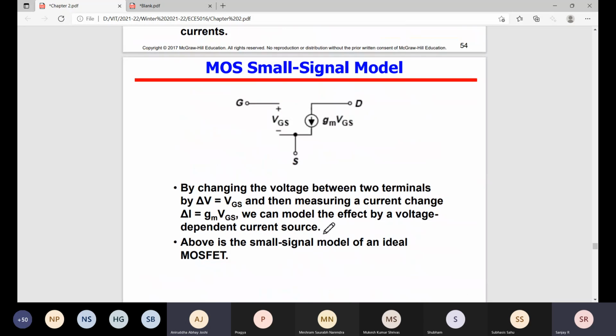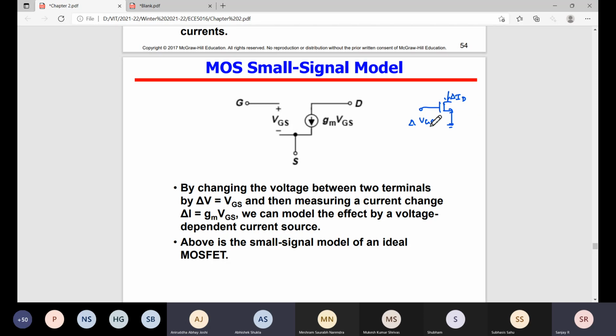Before going further, what is a MOSFET? We apply the gate to source voltage to control it. What is the output, current or voltage? The output is the current ID. Varying the gate to source voltage, the current will vary. So we apply delta VGS and get delta ID, a small signal.